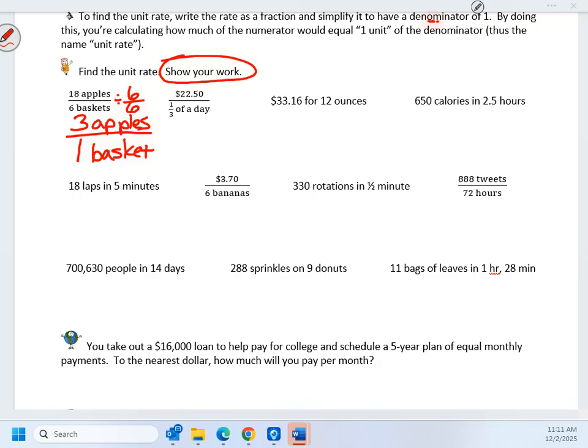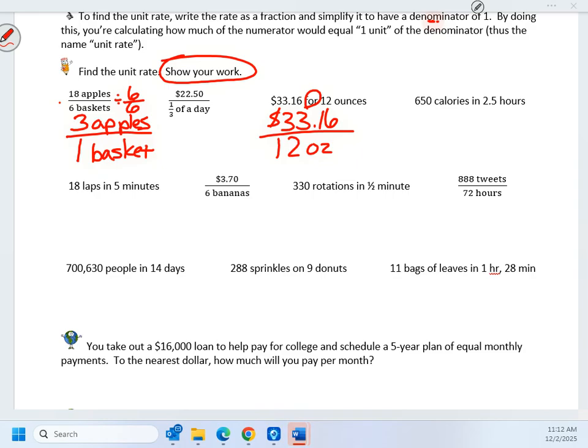When we see it with a word, what do we have to do? What's our first step gonna be? If they don't give us a fraction, what do we have to do? Joe? We have to make it into a fraction. So $33.16 for 12 ounces.